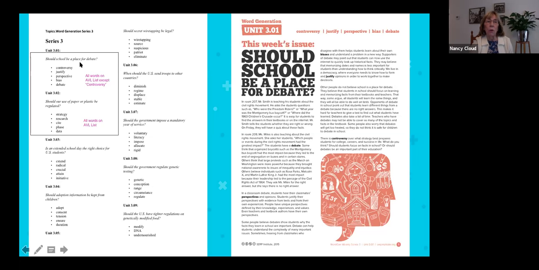If I were to use Unit 1, these are my 5 words: controversy, justify, perspective, bias, and debate, because the topic is, should school be a place for debate? Yes or no? And this is a controversy, and what do people think? All of the lists, all of the words are on the academic word list and also on the academic vocabulary list. So there's overlap. It's just the academic word list has fewer words than the AVL.